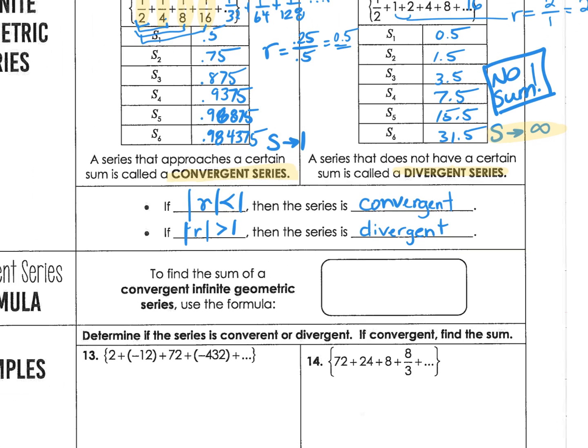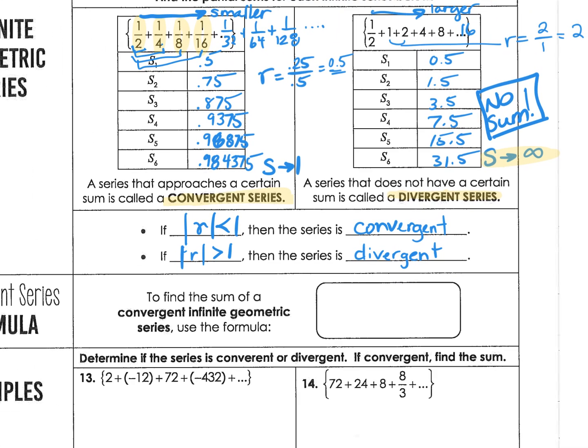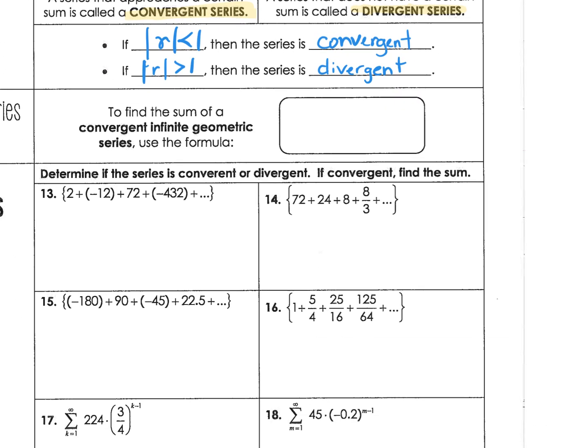So the first thing we need to do, this is nice, because if we can figure out that it's divergent, we're done. Can't find the sum of it. If it's convergent, then we plug into the formula. There is a formula for an infinite geometric series. It's easier than the other one. We call it S, not S sub N, because N would be infinity, and who wants that, right? It turns out it is just A sub 1 over 1 minus R.